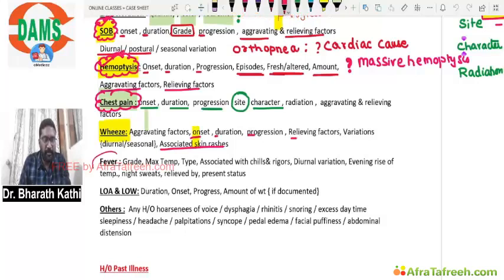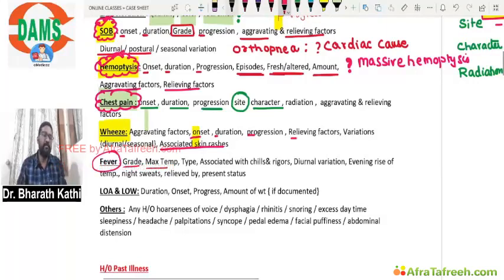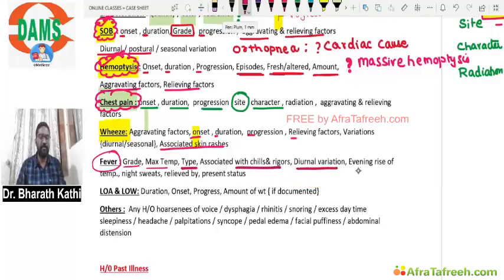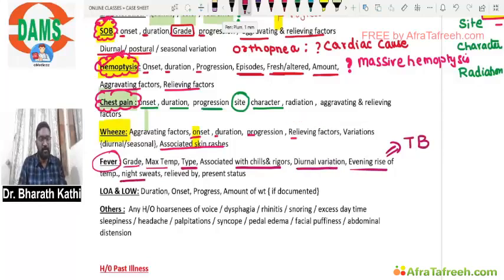Now whenever the patient complains of fever, like any other fever, you should write whether it is high grade or low grade. If the patient is able to tell what his maximum temperature was, you can note it down. What is the type of fever? Is it continuous or intermittent? Is it associated with chills and rigors? Is there any diurnal variation? Peculiarly, evening rise of temperature is a characteristic feature of tuberculosis. Is it associated with night sweats? How is it relieved?